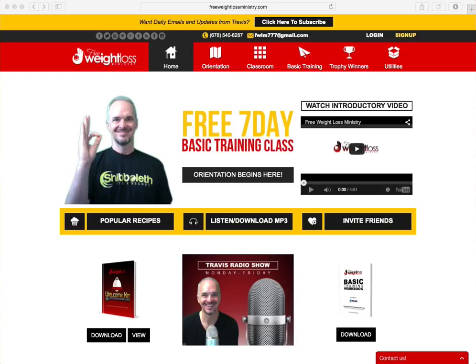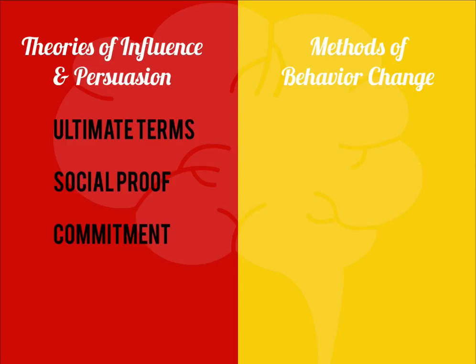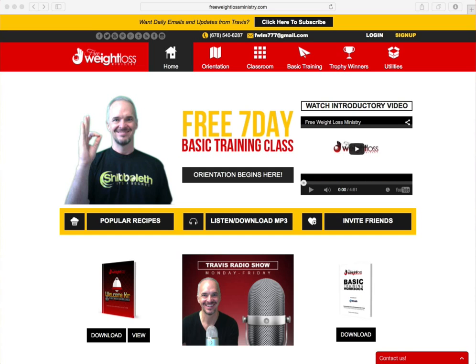For the purposes of this video, let's stay focused on what is above the fold on this particular landing page. I'm going to show you exactly how to use theories of influence, such as ultimate terms, social proof, commitment, and reciprocity, as well as methods of behavior change focusing on ability, motivation, and trigger. With these theories, your landing page will engage your audience properly.